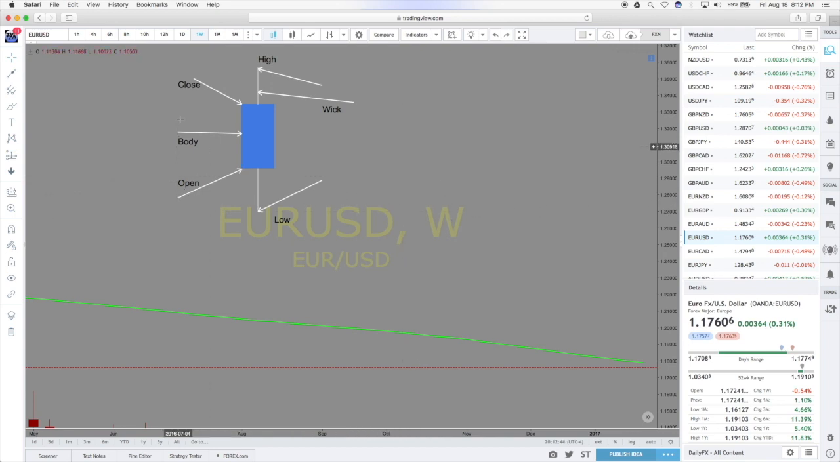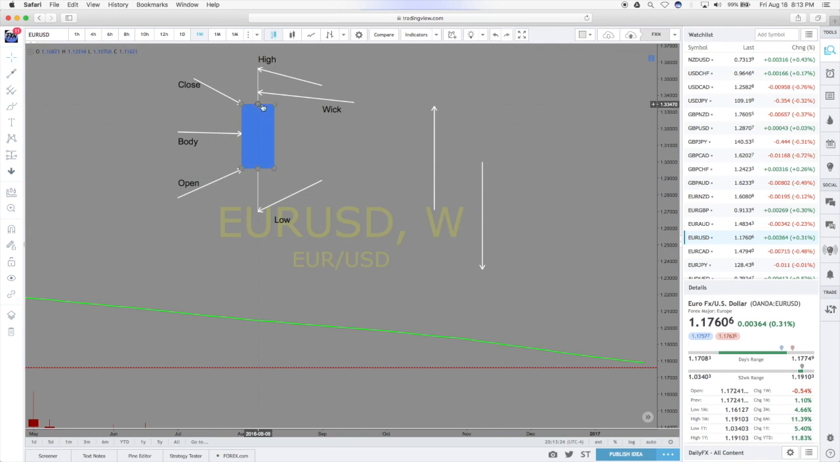Okay, so the only thing that reverses is the open and close. So blue candles, or bullish candles, they open at the bottom and close up top. The bearish candles, the red candles, they open at the top and close at the bottom. Pretty much the easiest way is bullish candles are going up while bearish candles are going down. So if it's going up, it's always going to open at the bottom. If it's going down, it's always going to open at the top.